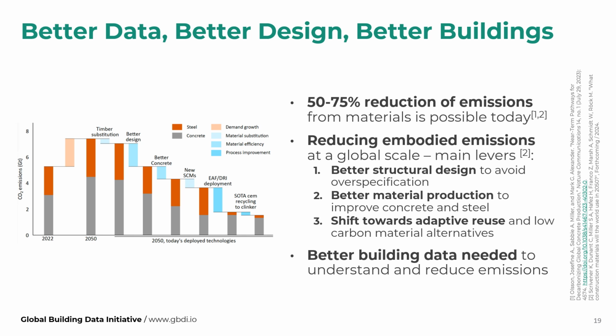Because we've shown that better data can lead to better design and better buildings, and that there is tremendous potential already today. Research has shown us that we have 50 to 75% reduction potential for those embodied emissions of materials that is already possible today. And that includes, for example, the main levers of better structural design to avoid overspecification and avoid overspending on materials.